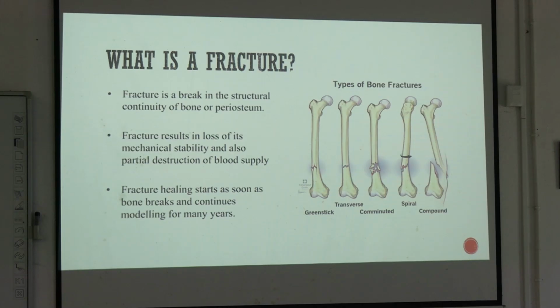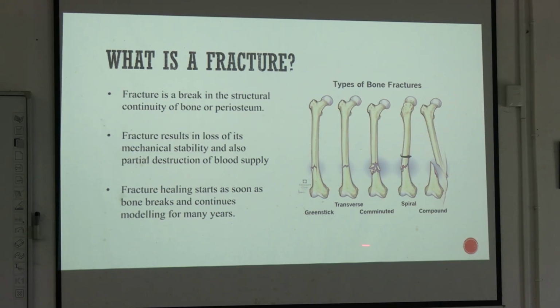Now these are a few types of fractures. The first is a greenstick fracture. What is a greenstick fracture? Here you can see that there is only one cortical break. This is the bony cortex which you are seeing. There is a break in only one of the cortices, whereas this cortex is not showing any fracture. Then what is a transverse fracture? It is a through and through fracture.